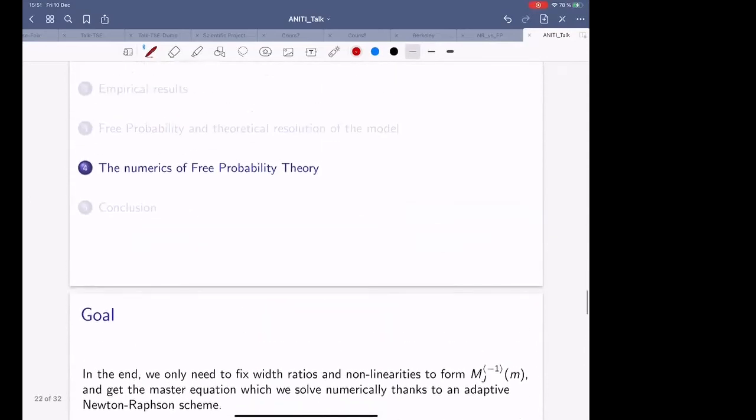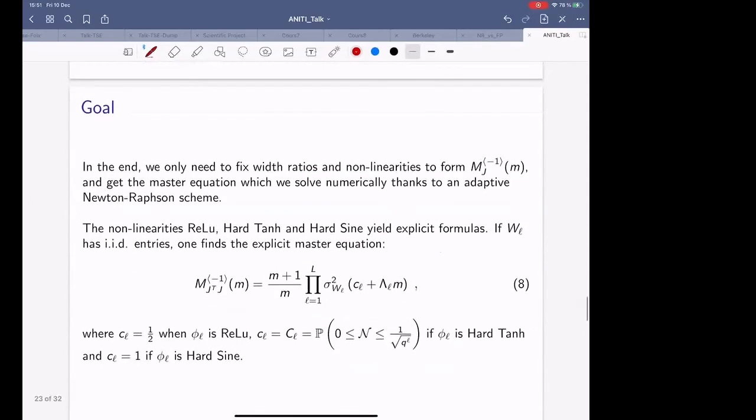So now, how do you compute this thing? That's the theorem. What do you do? You fix the width ratios and non-linearities. Then you can form this M guy, and you get this master equation. And actually, we will solve it thanks to some Newton-Raphson scheme, but the story is much more complicated than that.